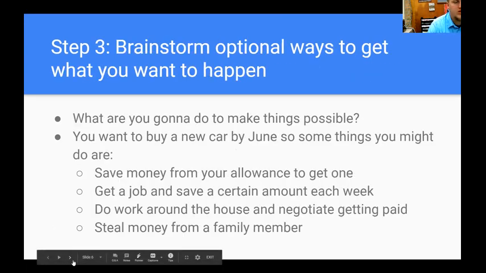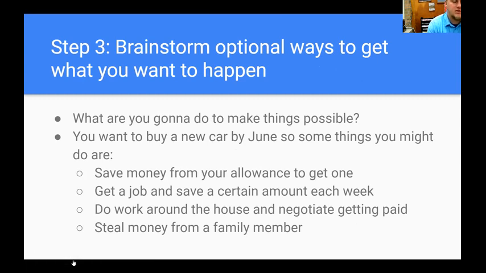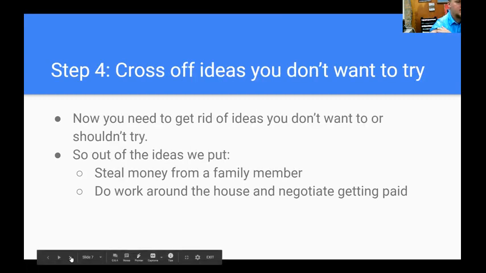Step 3, brainstorm optional ways to get what you want to happen. So this is where you think of what you need to do to make things happen. You brainstorm the different optional ways. You can come up with 1, 4, 5, or 10, but you just come up with all the different ways you can get what you want to happen in order to meet your goal and make a right and effective decision.